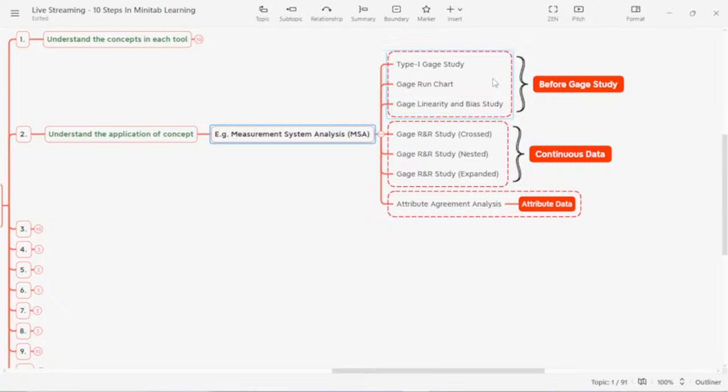Once we clear that our measurement system has no issue, then we should go for performing the gauge R&R study crossed, nested and expanded when our data is continuous. Now in which situation should we use crossed, nested and expanded? For that purpose also we have multiple guidelines. For example, if we have multiple operators and each operator is going to measure the part multiple times, then we should use the gauge R&R study crossed. If it is destructive testing, that means one operator is not going to measure the part a second time because of the destructive testing performed on that particular part, in that case we need to use the gauge R&R study nested.